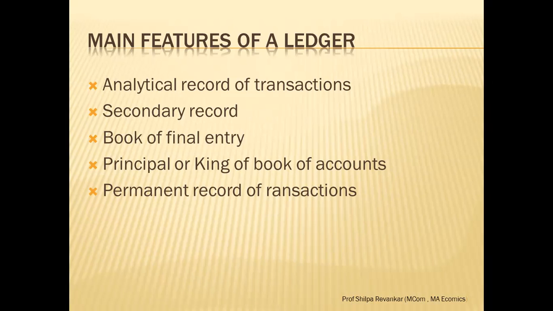And also it is a final book of entry because after that, postings are not given anywhere. You see it in the journal and then the second step itself is the final account. From seeing the ledger we are not doing any other account. So we call it a book of final entry. And it is the principal or king of books of accounts. Why king? Because in one place, everything in detail, you get the balances of each type of account: who has to pay how much, how much we have to pay to somebody, how much assets are there, what is their value, how much loan is there at the end of a particular period. Then it is a permanent record of transactions.